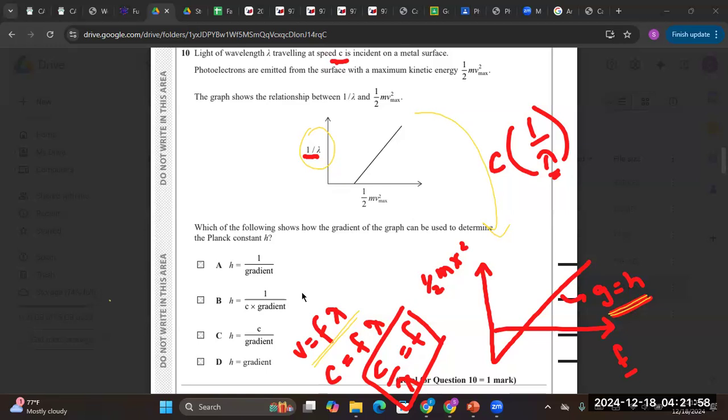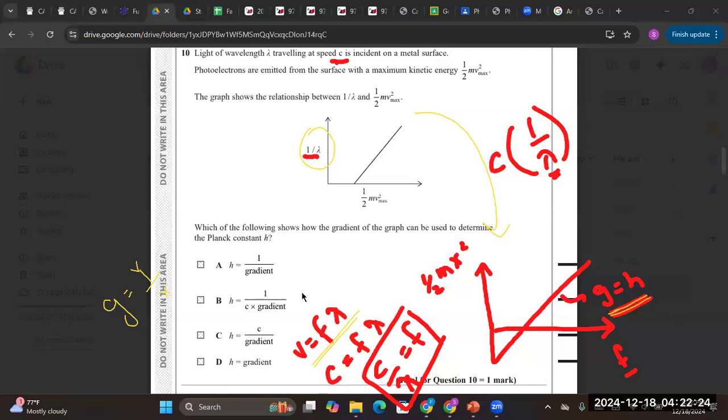You can also use a trick like this. Gradient is equals to y upon x, right? Whenever in mathematics we're finding the gradient, we always do y upon x, which is rise over run, right? That's pure P2 in mathematics. Y2 minus Y1 divided by X2 minus X1. So the gradient is Y upon X.